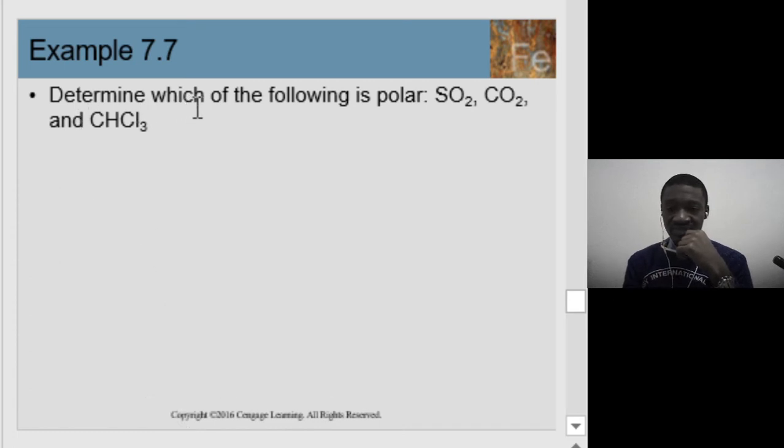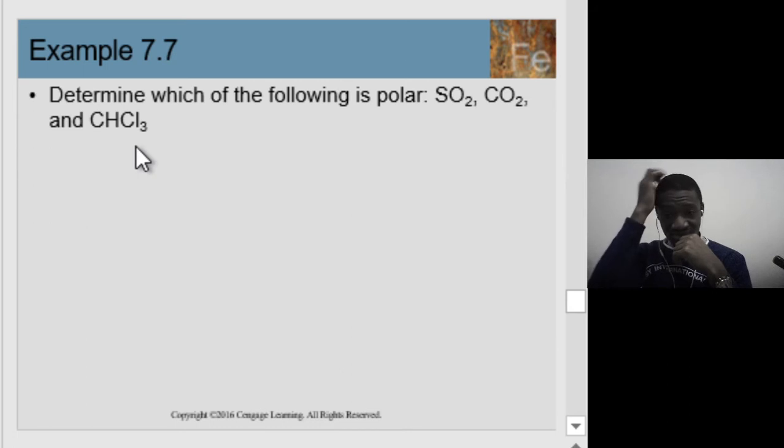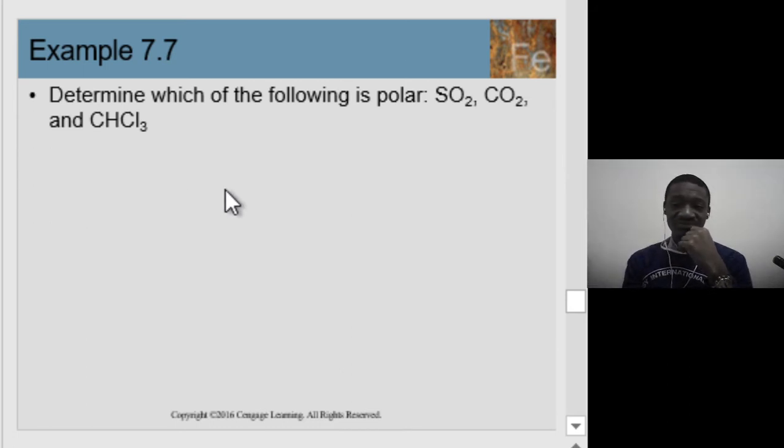So determine which of the following is polar: SO2, CO2, or CHCl3. So let's give a wild guess, which of them is polar? Just guess. Pick one, you just have to pick one. Which of them? Okay.